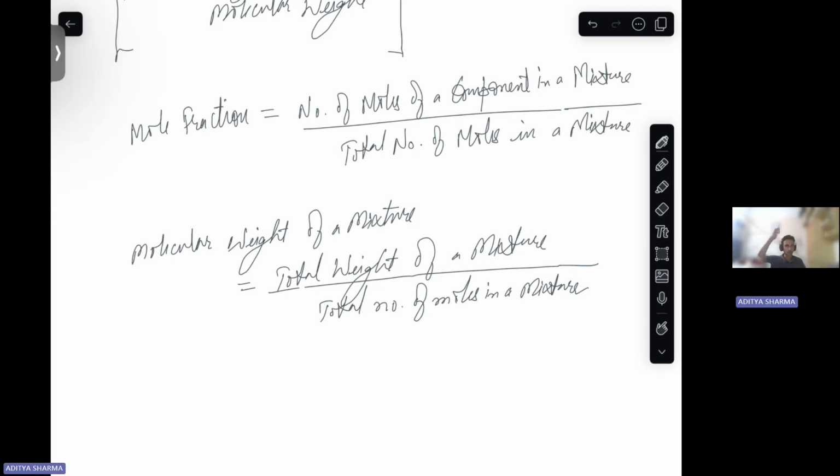Yes, if you hear some noise in the background, it's raining here. So please bear with that in case there is some noise.